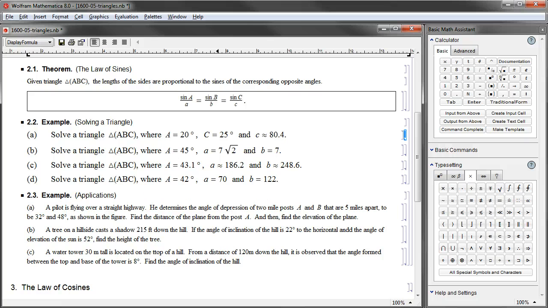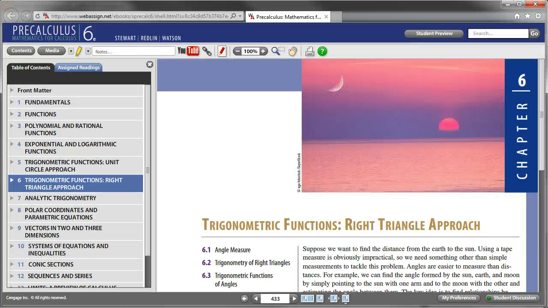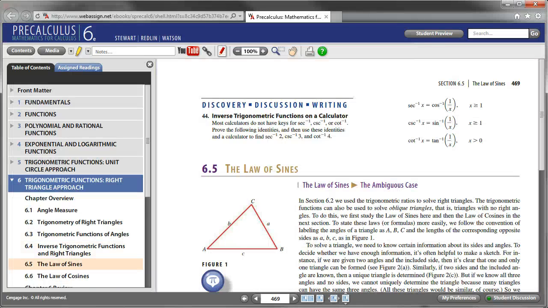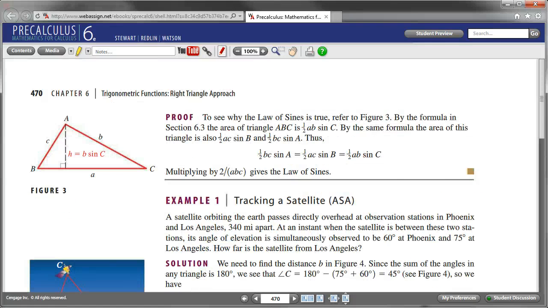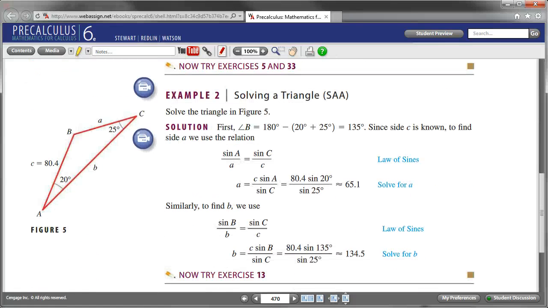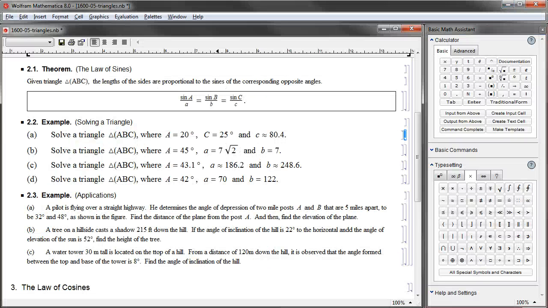By the way, this problem came from our textbook. Is it here? The next page? Yes, it's here. Example 2. Figure 5 corresponds to the problem we just did. 20 degrees, 25 degrees, 80.4. We are looking for small a and small b. Even without the picture, we were able to do the problem rather easily, so I didn't bother drawing it.